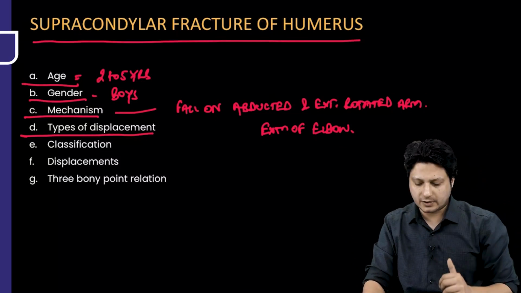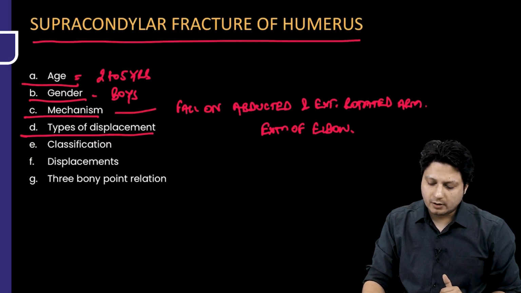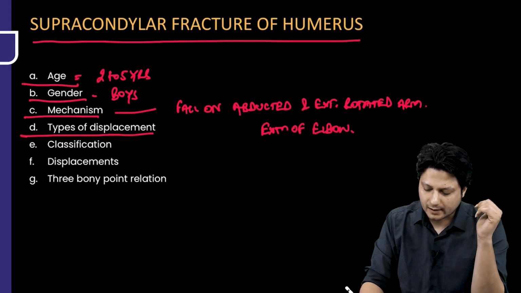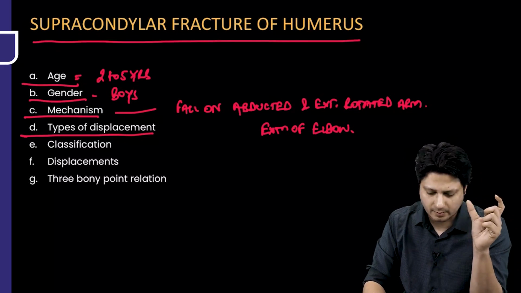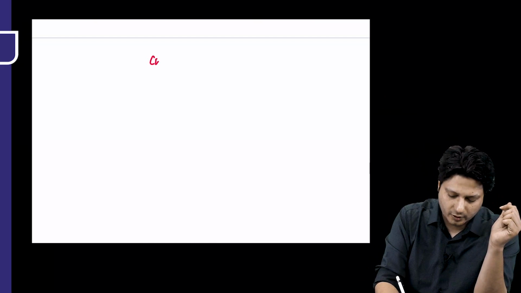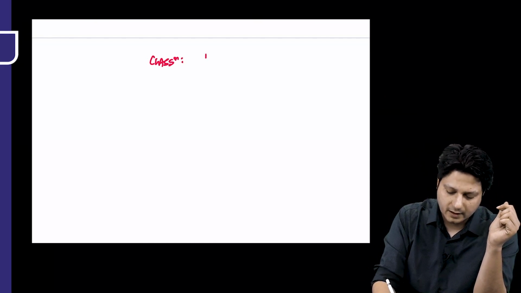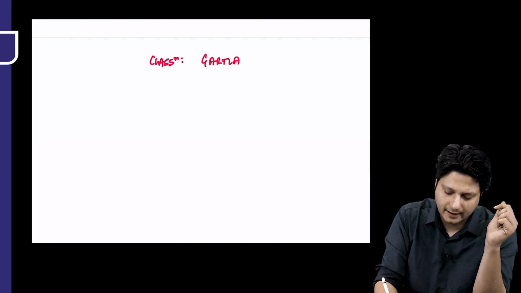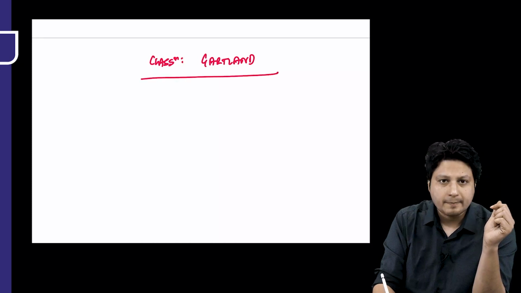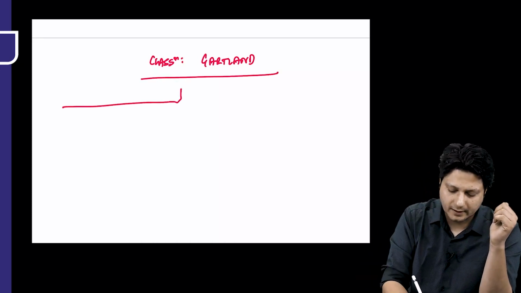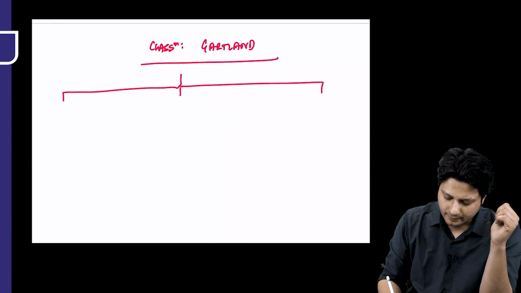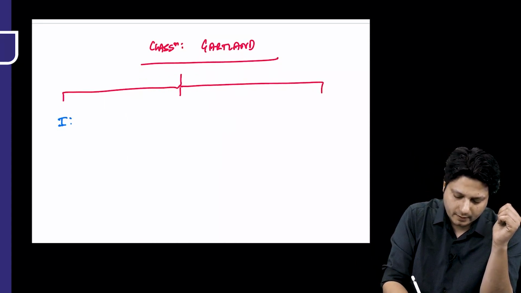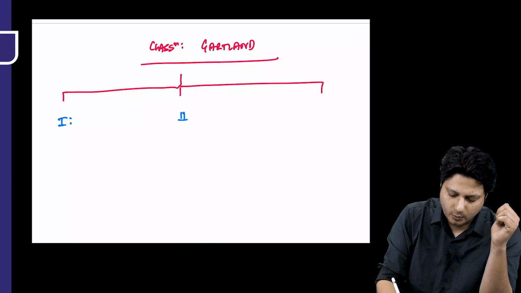Now is the classification system. Because supracondylar fracture of the humerus is a common topic to be asked, there is also a possibility that the examiner might ask you about the classification system. The classification for supracondylar fractures of the humerus is Gartland, G-A-R-T-L-A-N-D. That is the Gartland classification. According to this classification, the supracondylar fractures could be categorized into three types: type 1, type 2 and type 3.